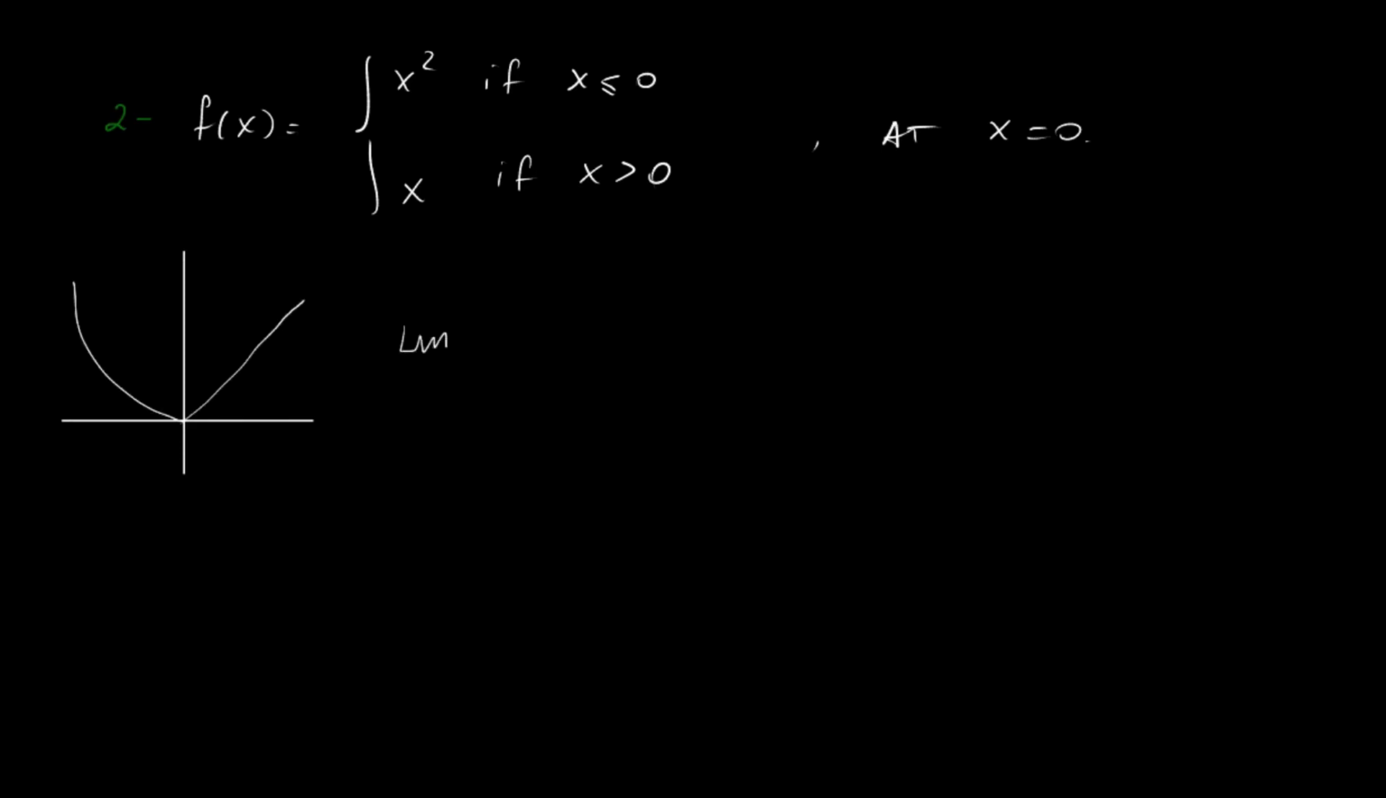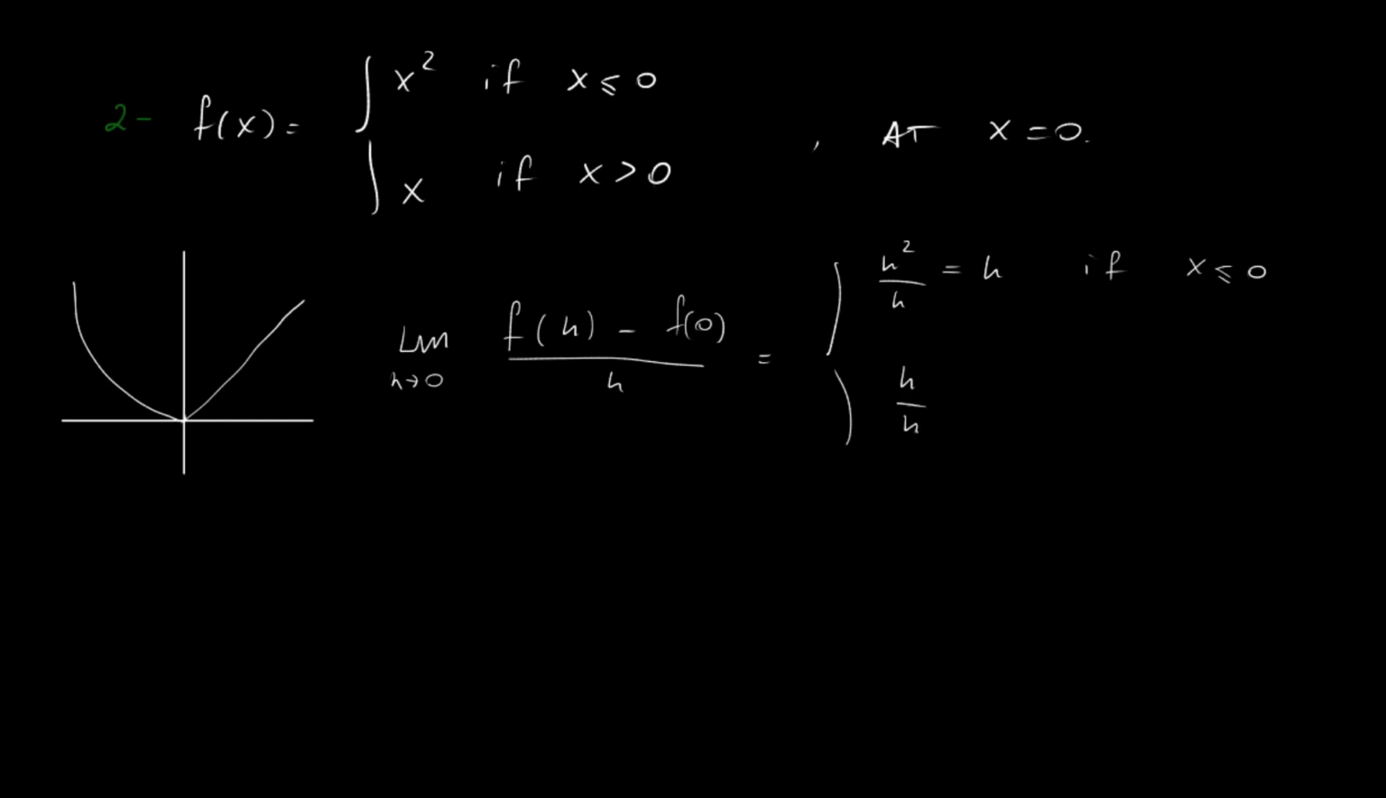And as usual, let's think about the limit when h tends to 0 of f of a plus h, which is 0 plus h, minus f of 0, divided by h. And this will give us two parts, because f of h will be two different things. F of 0 is always 0, but f of h will be h squared divided by h, so this is h, if x is smaller than or equal to 0. And then if x is greater than 0, f of h is h. So then divided by h, this gives us 1 if h is greater than 0.